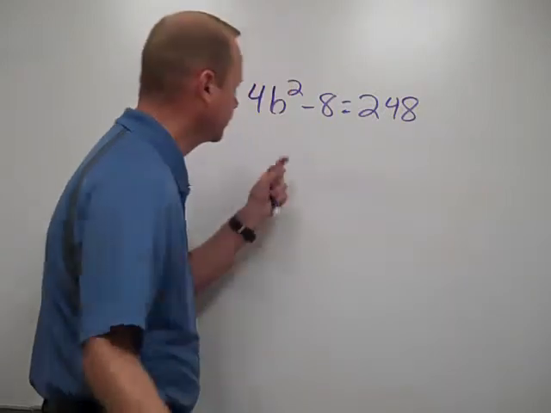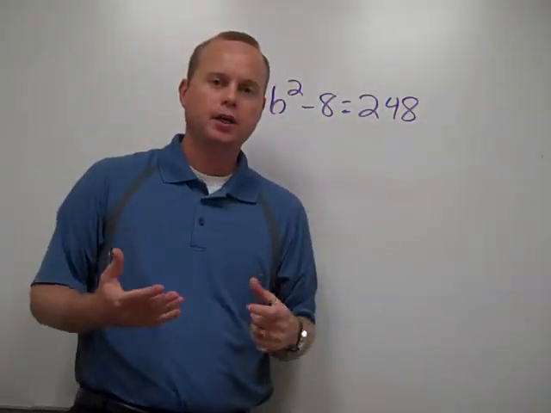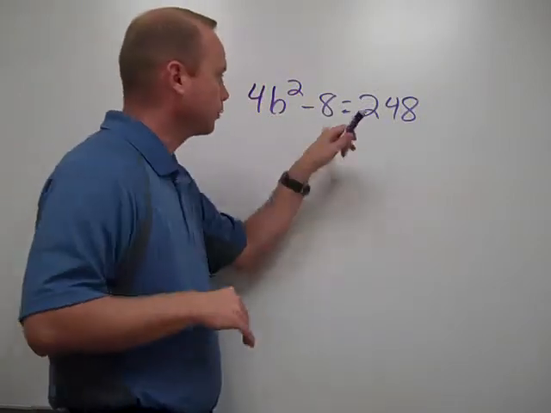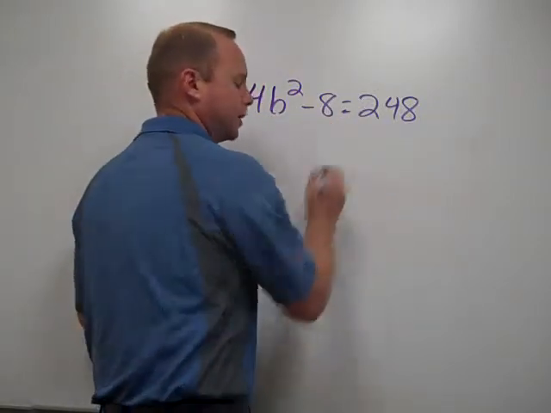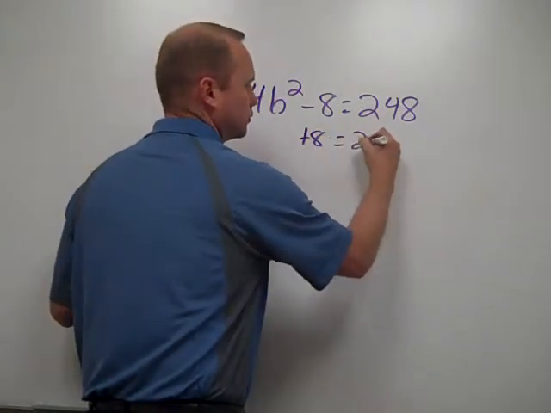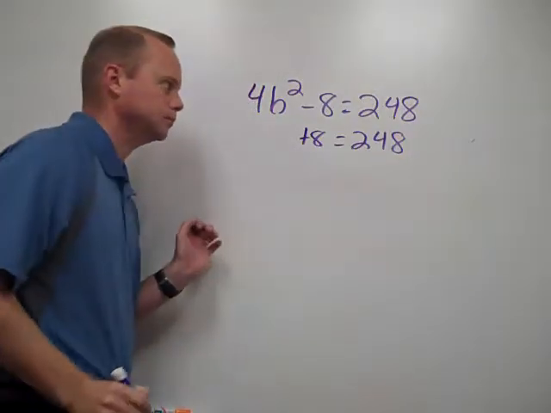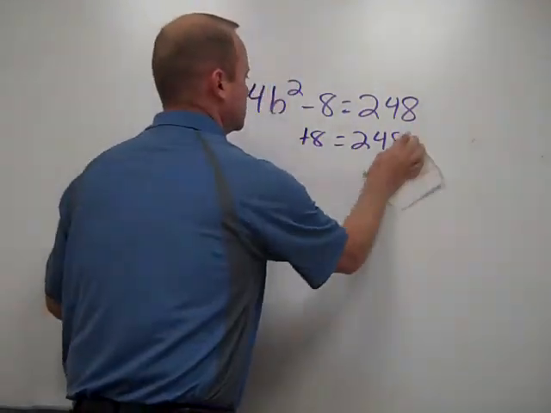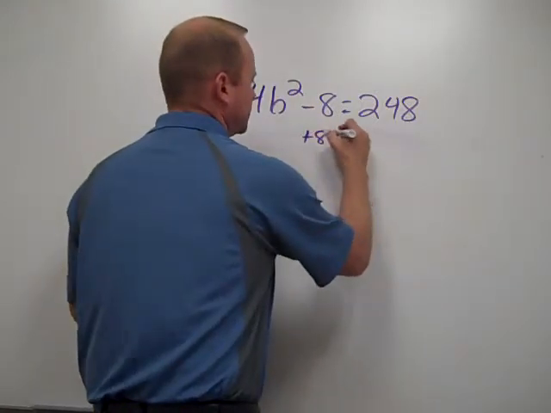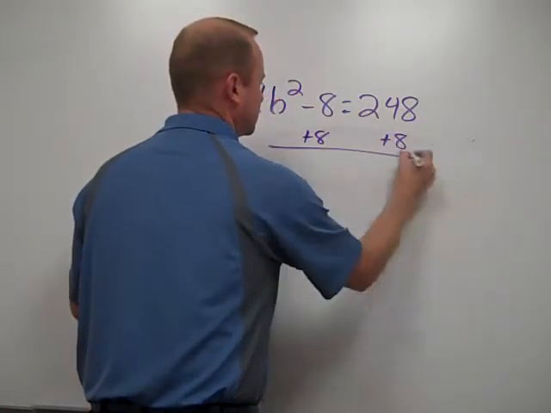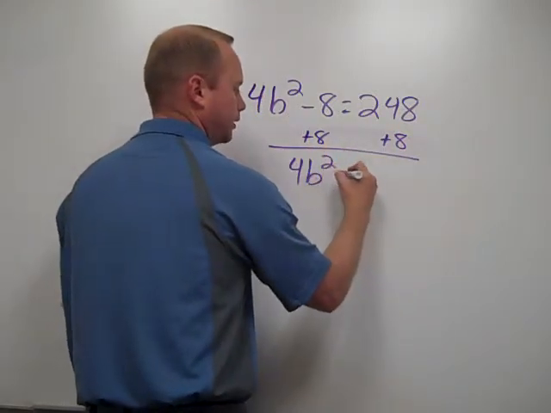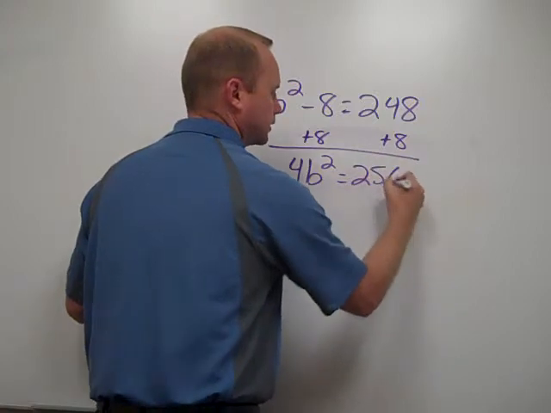So, we still look at this, just kind of view it as the variable that we have to isolate. So, in order to get the b all by itself, the first step that we're going to do is we're going to get rid of this 8. So the opposite of -8 is +8. Let's try that again. I've got plus 8 to both sides. This is going to give me 4b squared equals 256.